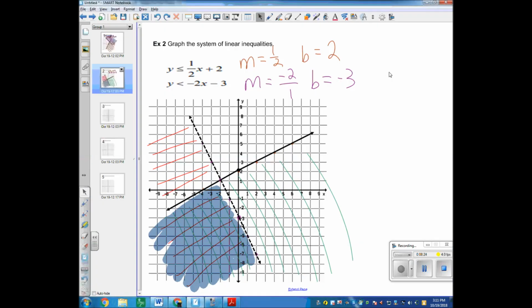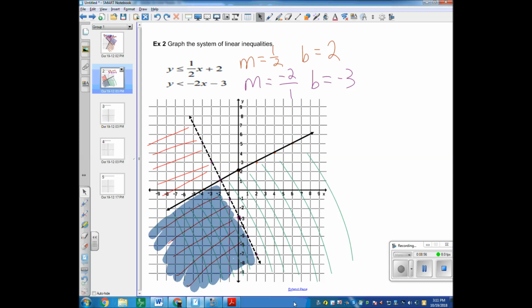Here's what I got when I graphed our system of linear inequalities. I got b is 2, m is 1/2 for the top inequality. -3 is our y-intercept for the second inequality. The slope is -2 for the second inequality. Begin with b, move with m. Start at 2 for the top inequality, this one. Go up 1, right 2. Make your line. And remember, before you connect, you have to check.